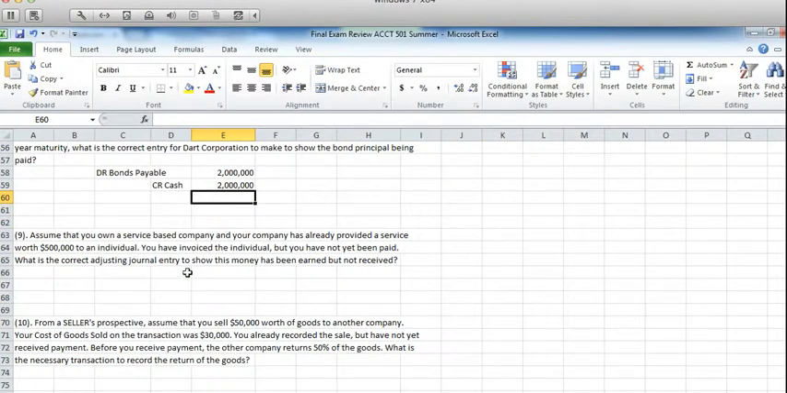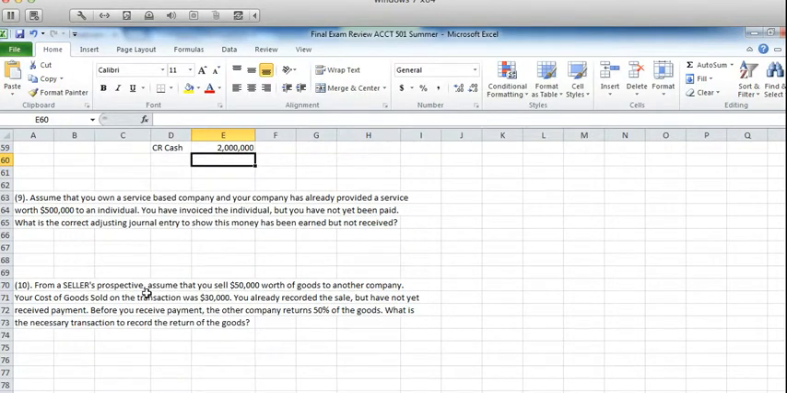Okay, question 9. Assume that you own a service-based company and your company has already provided a service worth $500,000 to an individual. You've invoiced the individual, but you have not yet been paid that invoice. What is the correct adjusting journal entry to show this money has been earned but not received? Okay, so money that has been earned but not received is going to show up in your accounts receivable.